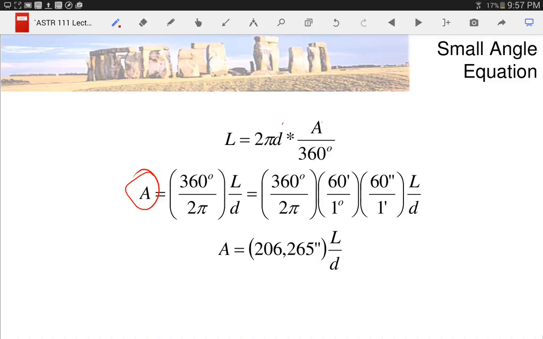You can solve it for lots of things. The reason I did this math here is we call this in this form the small angle equation. And in here I have some conversion factors that you probably don't know. 360 degrees divided by 2 pi.